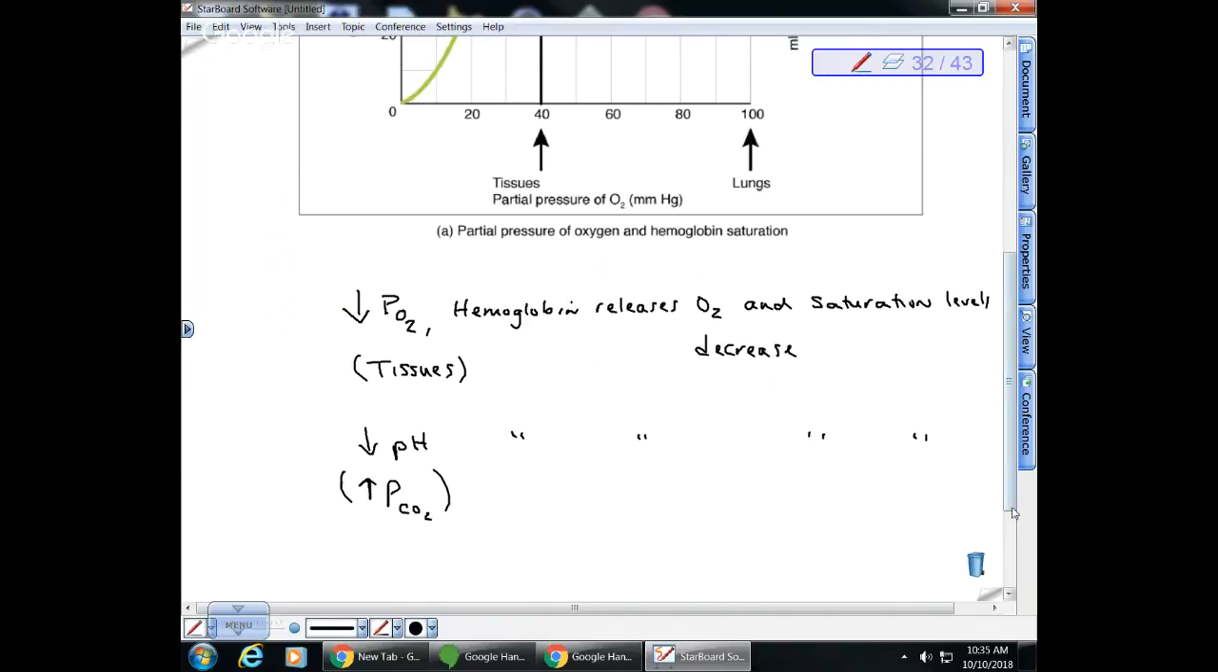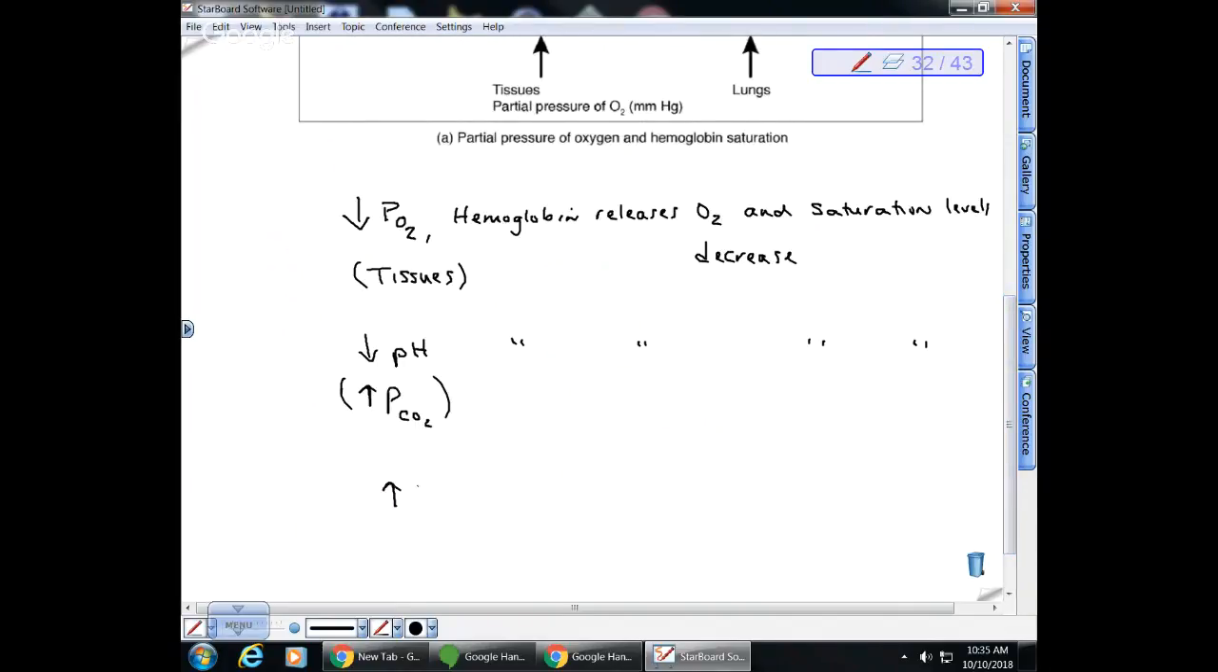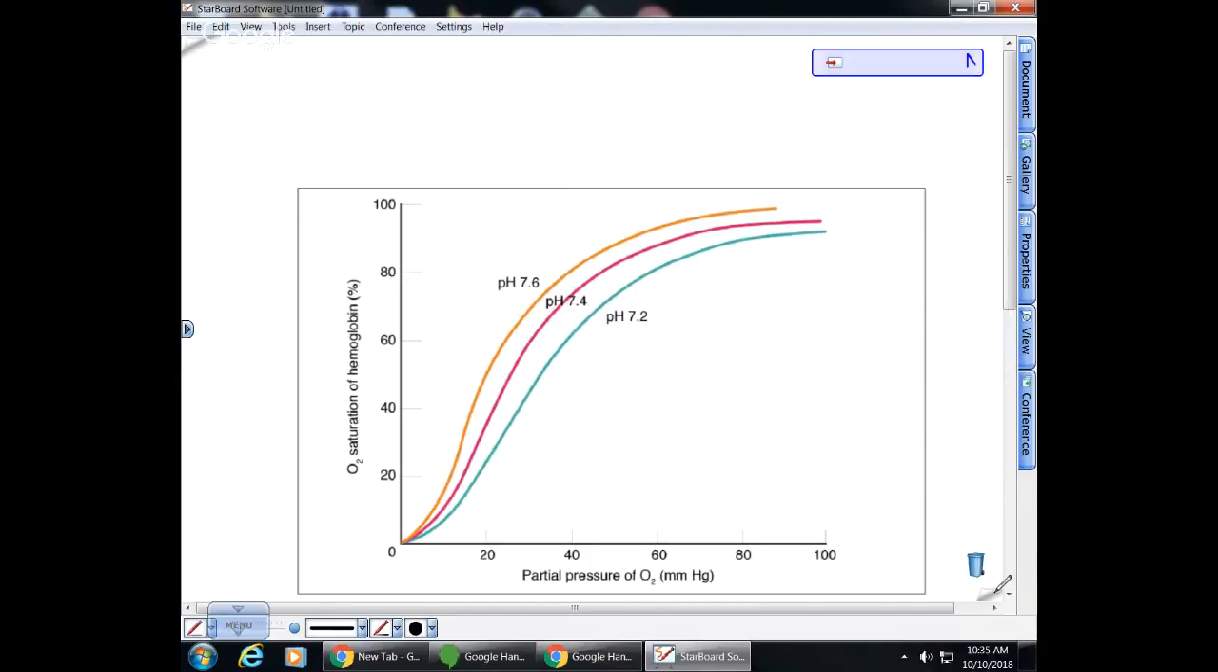The other thing that's kind of interesting is that as you increase temperature, you're also going to get hemoglobin releasing and saturation levels decreasing. And so again, metabolically active tissues like the muscles are going to be warmer, right? And so that's where hemoglobin is going to give up its oxygen to those tissues that are using the most oxygen and producing the most energy. So we can see how these influence it by looking at these curves.